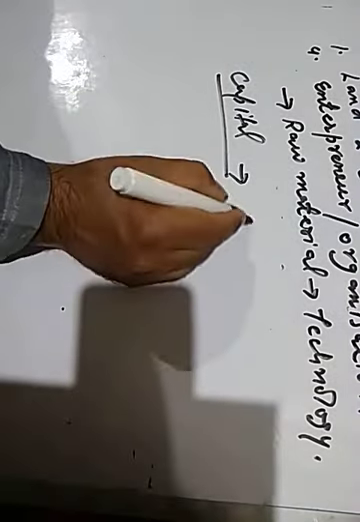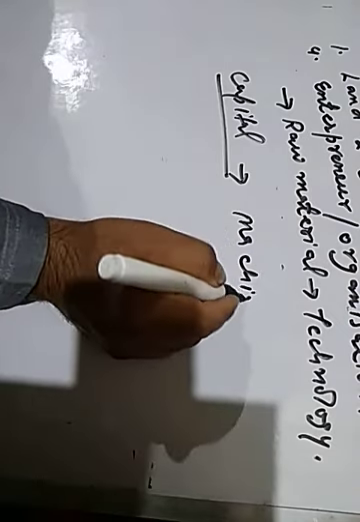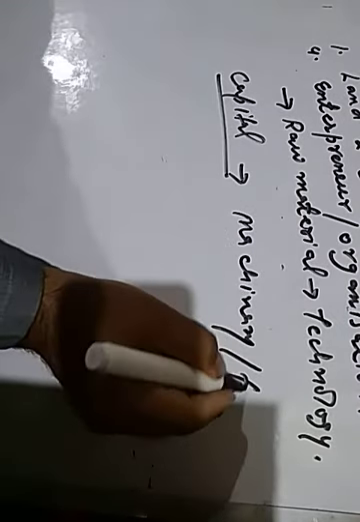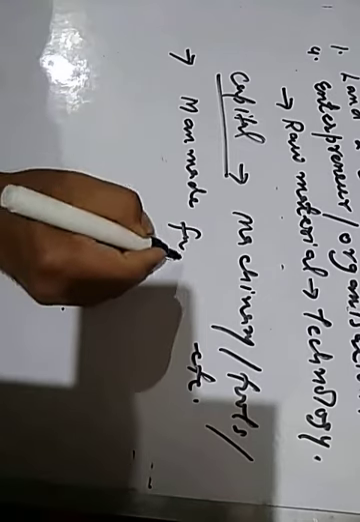Now, feature of capital. Capital includes machinery, tools, equipment, etc. And this capital is a man-made factor of production.